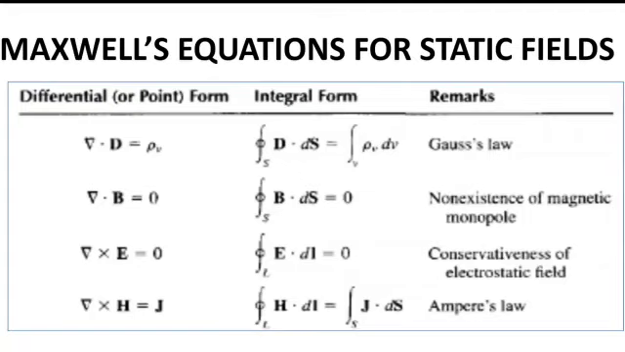And the third Maxwell's equation is del cross E is equal to 0. That is, closed integral over L of E dot dl is equal to 0. It concludes conservativeness of electrostatic fields. Electrostatic fields are conserved. And finally, the last Maxwell's equation is del cross H is equal to J. That is, closed integral over L of H dot dl is equal to integral over S of J dot ds. And this is Ampere's law.